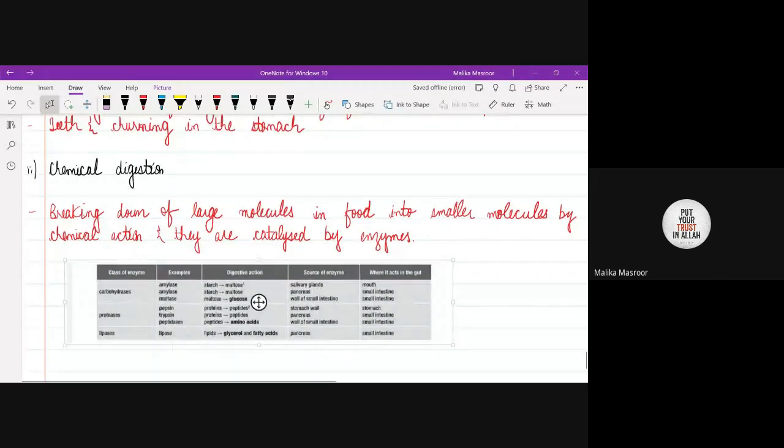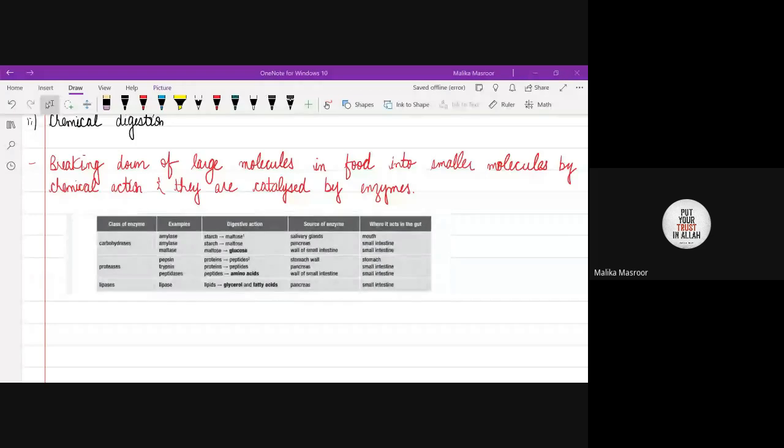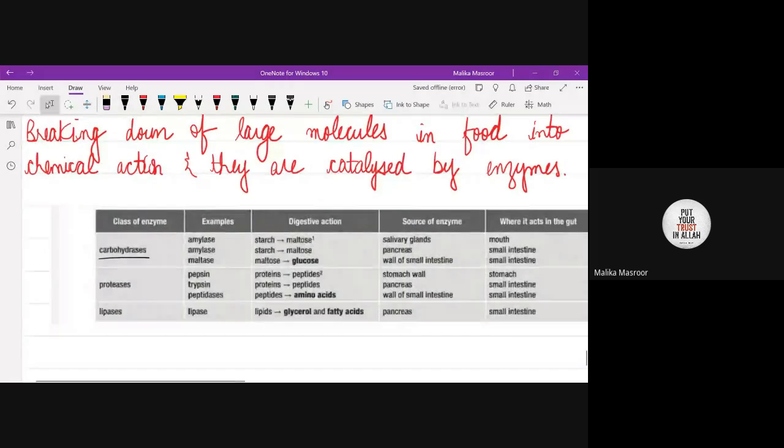So look at these classes of enzymes. First you have carbohydrases. Carbohydrases basically work on carbohydrates. You have salivary amylase. Okay. This is produced in your mouth. You have pancreatic amylase. Okay, and you have maltase.